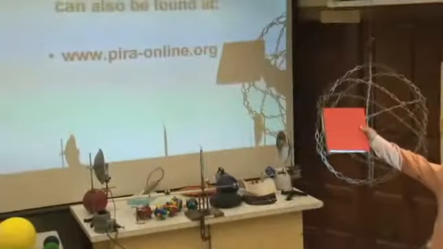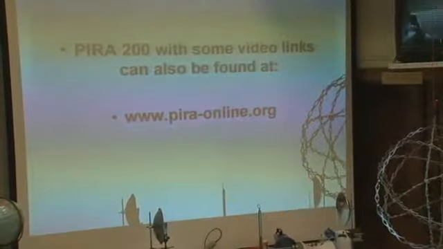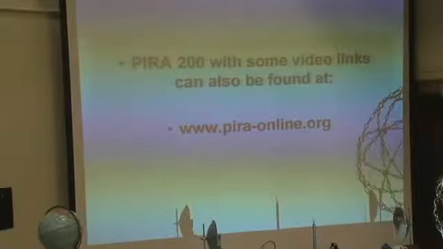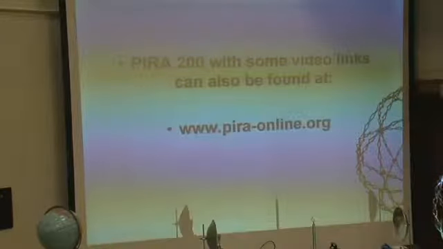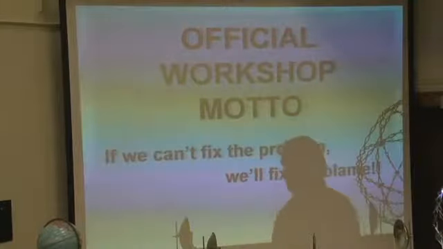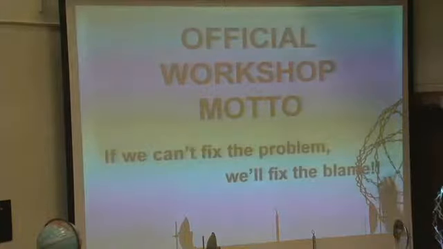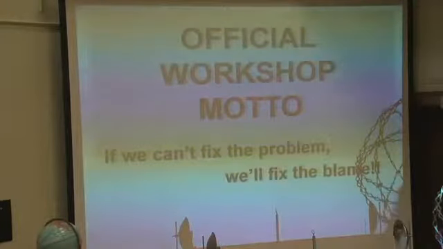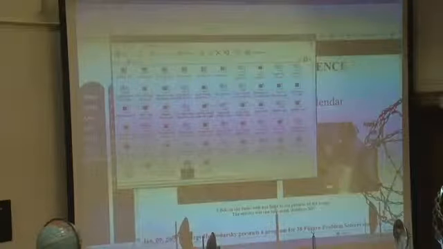The PIRA 200, if you look on our PIRA main website, you'll find something called the PIRA 200, which is basically the 200 most common demonstrations to use for a general physics course. Some of those for astronomy are in here, and those have some video links. But basically this is the model that we're going to work on today: if we can't fix the problem, we'll find out who to blame, and we're going to pick Tyler for that today. So everything that goes wrong that we see today is actually going to be his fault.